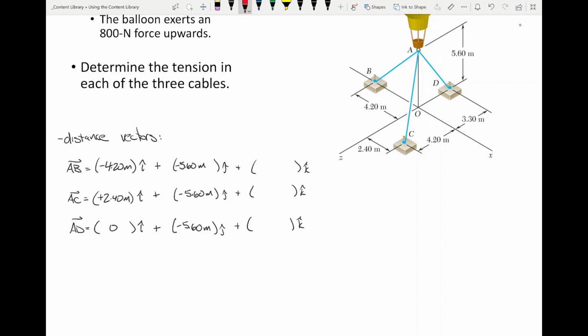Let's do Z. Now I want you to pay attention to this one. Whenever you see the letter, like the X, the Y, or the Z, whenever you see the Z, that means that this way is positive. So let's start off with AB. What goes right here? 0. What about right here? Positive 4.2, exactly right. What about this one? Negative 3.3. Does everybody see that? So this is 0. This is positive. This is negative.